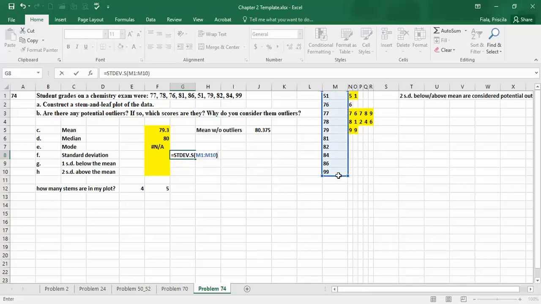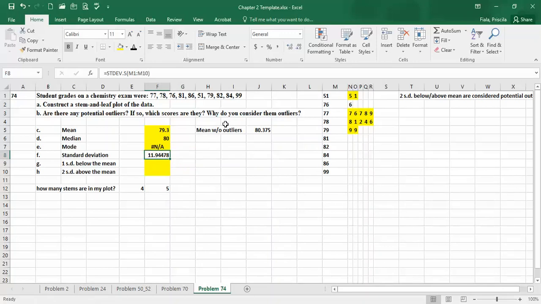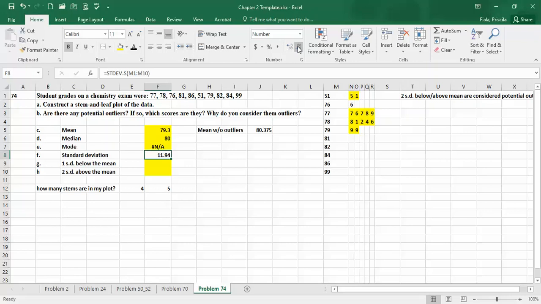I'm gonna select the values, and this is my standard deviation value, 11.94. Let's make it smaller. It's about 12. Okay, so my standard deviation, that means if you would look in a bell, but you're gonna learn that later on. If it's a bell curve, let's say that your average value, your mean is 79.3.